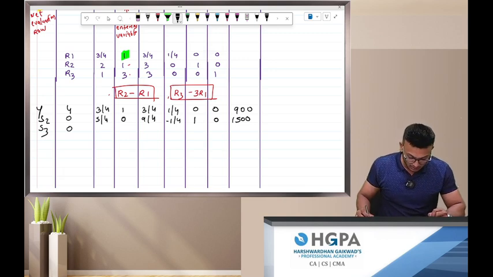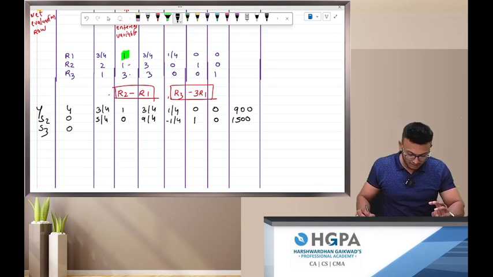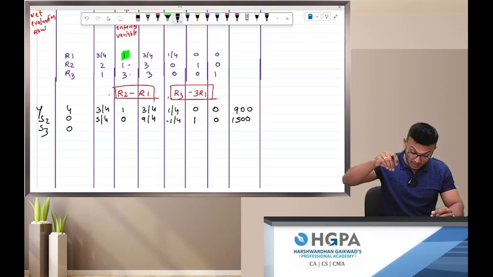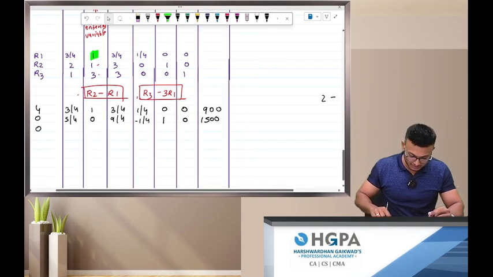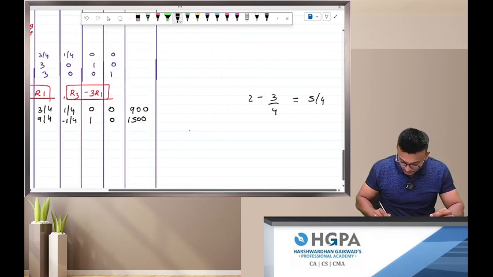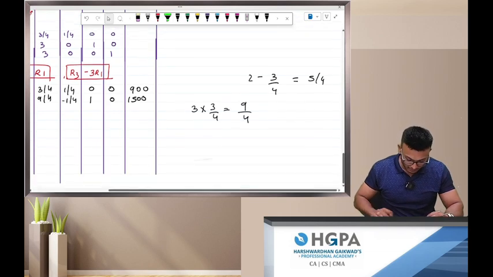Simple. Now, last equation. R3 minus 3 times R1. So, you have to multiply the first row by 3. And next, you have to do R3 minus 3 R1. So, you have to subtract entire R3. So, what you can do is, first I'll show you. 3 into 3 upon 4. This will become 9 upon 4. Right? Now, you have to subtract it.